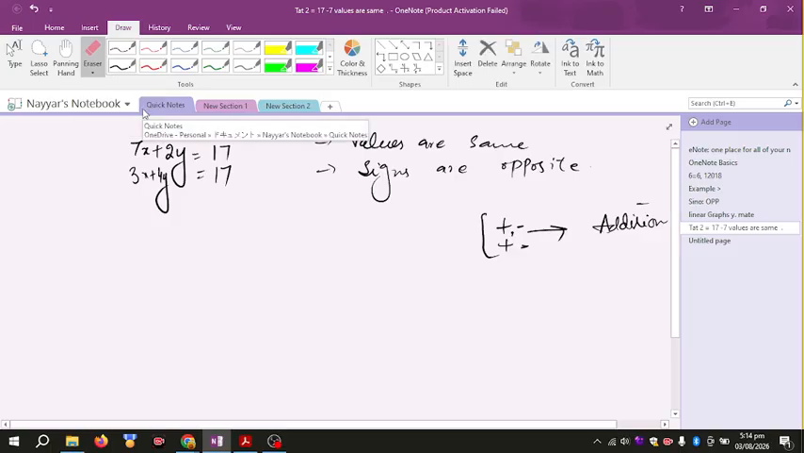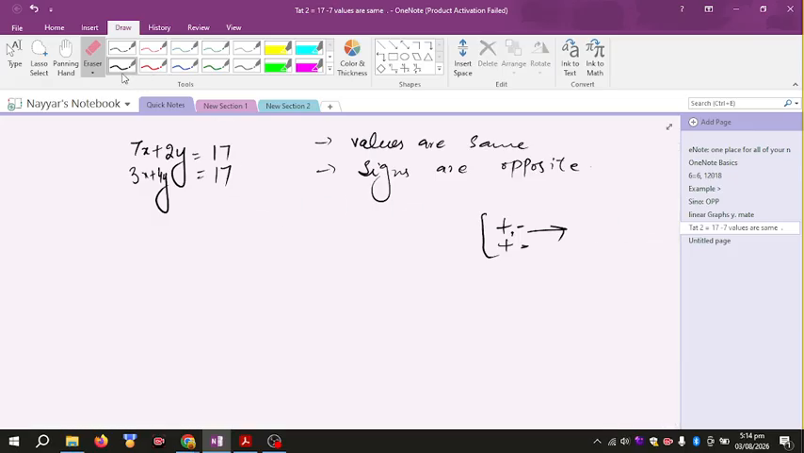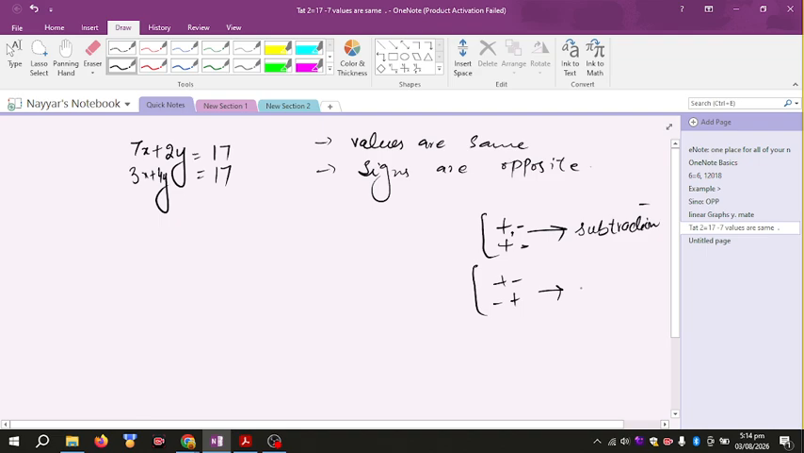signs. Okay, so when to make the signs opposite, if in the question same signs are given, we will do the subtraction operation between these two equations. However, if the signs are already opposite, okay, so we'll go with the addition operation. Okay, let me explain it through a question.